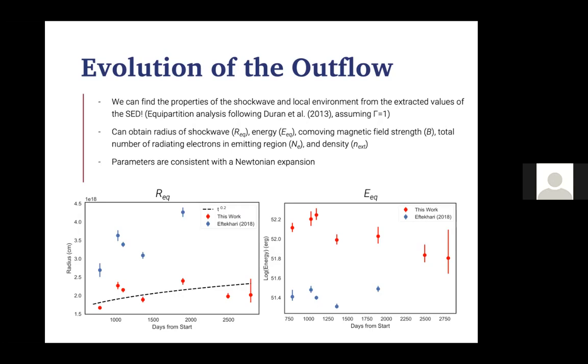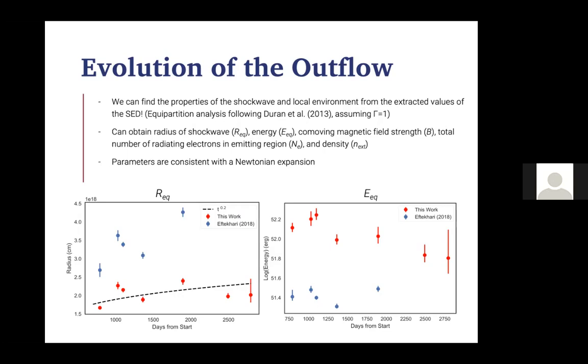And you do what's called equipartition analysis, and you get the radius, the energy, magnetic field, and number of electrons radiating from an emitting region. You do have to make assumptions about the shape of that emitting region to get the density. If it's a jet and the majority of your energy is coming out of that jet, then you get a much higher density than if you assume a larger volume, such as a sphere. But yeah, this is all consistent with Newtonian expansion, as you can see.